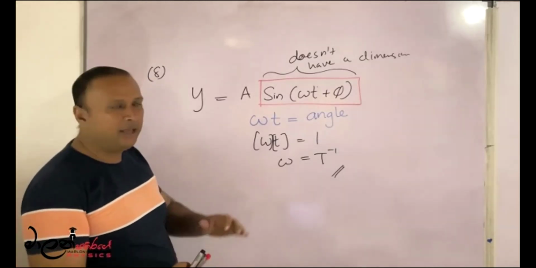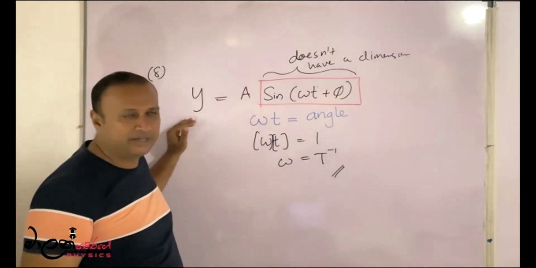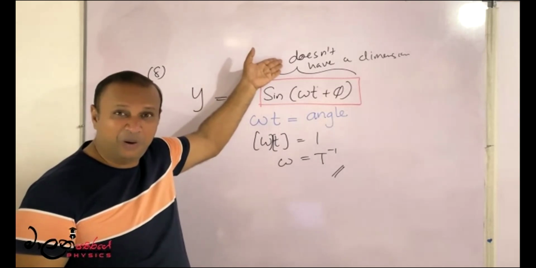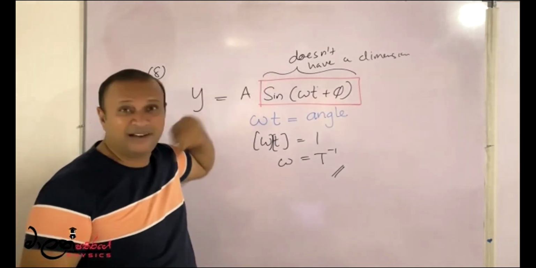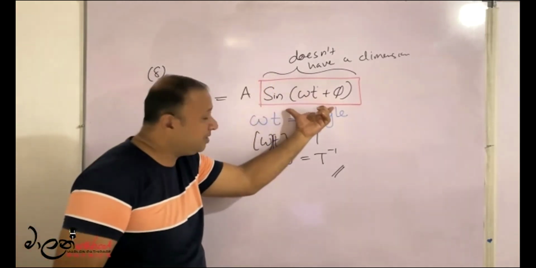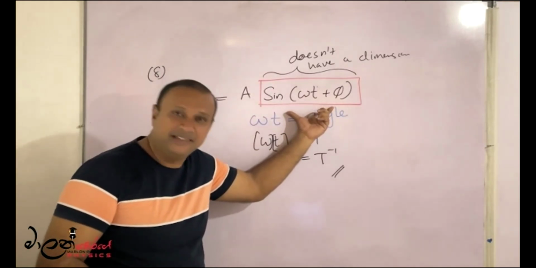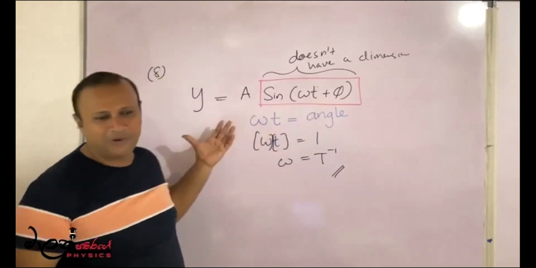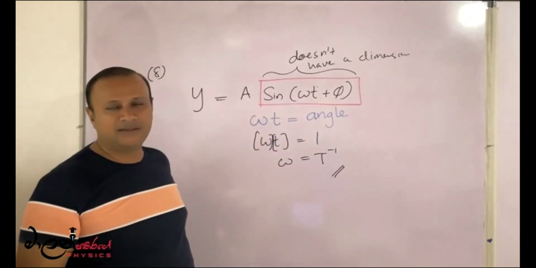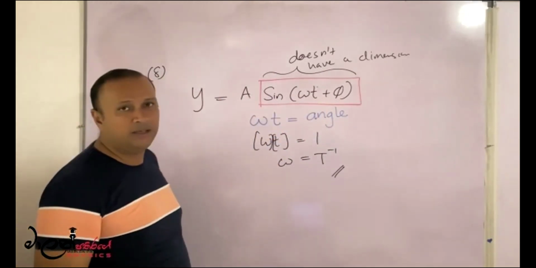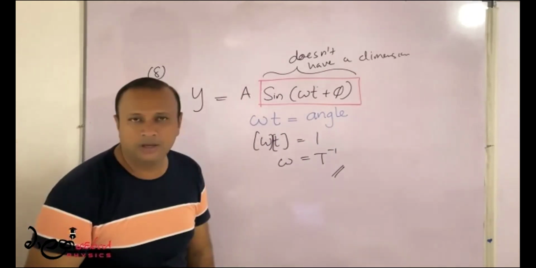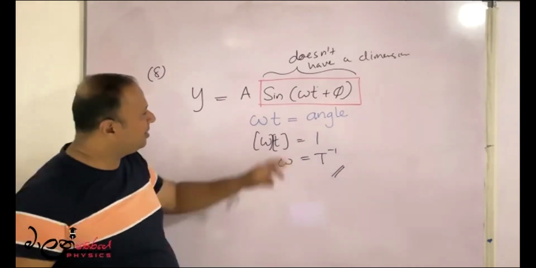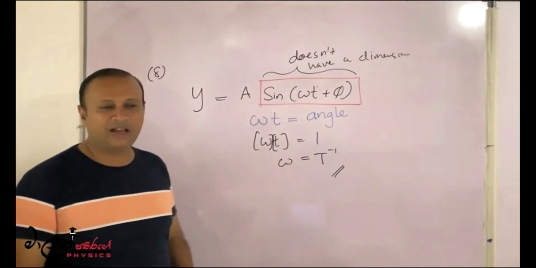Then you can say all the terms in the equation should have same dimension. But this is the core argument. This is the correct argument. As this one doesn't have a dimension, then we don't want to consider this. Then you can say all the terms in the equation should have same dimension. So the dimension of a should be equal to dimension of y. Okay. But the initial argument is this one.